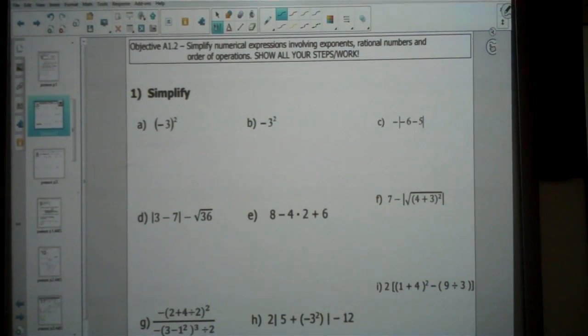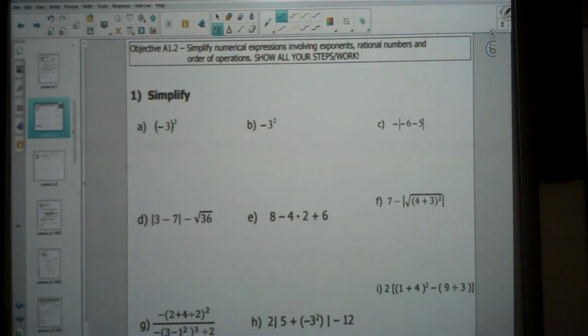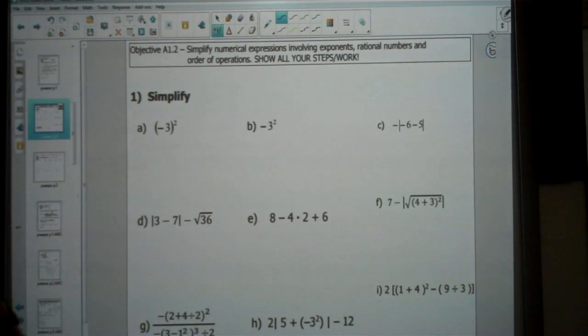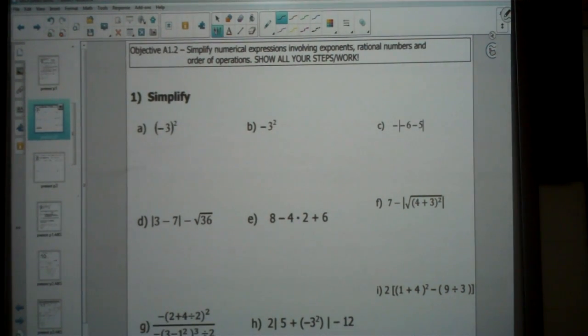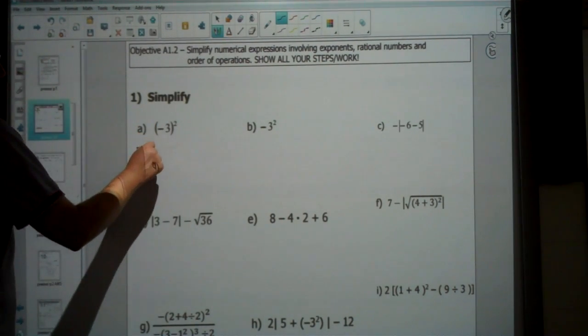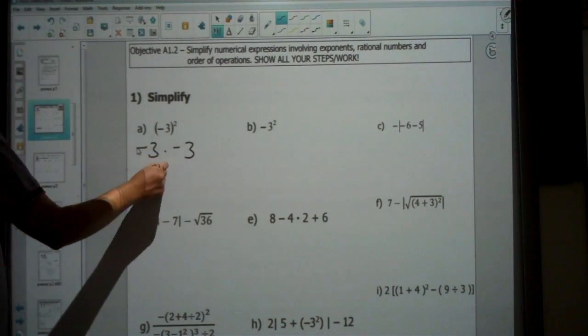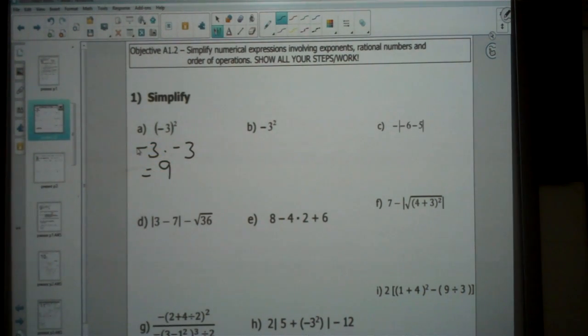So we're moving on to the next section. We're looking at simplifying numerical expressions involving exponents and rational numbers. And it also says show your steps and work. So in other words, we can't just type this straight into the calculator. We have to work out what's actually going on here. So if you're squaring a number, that means you're just timesing it by itself. And then 2 negatives make a positive, and 3 times 3 would equal 9.